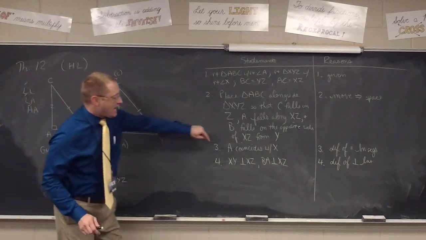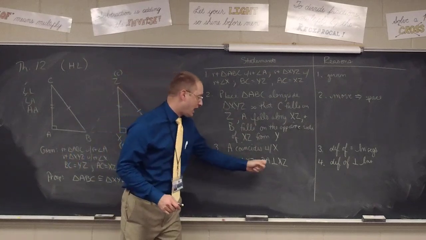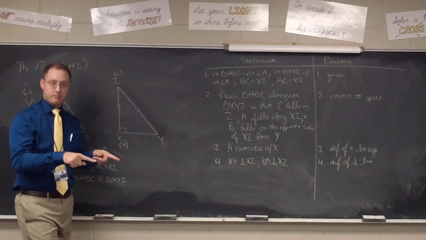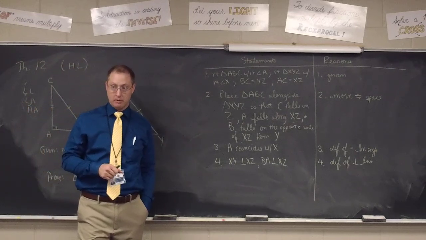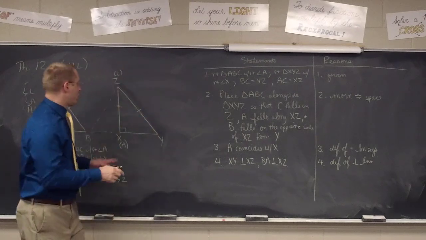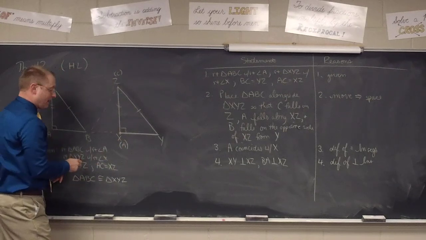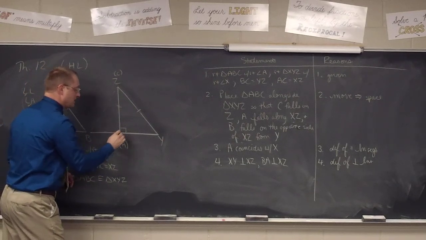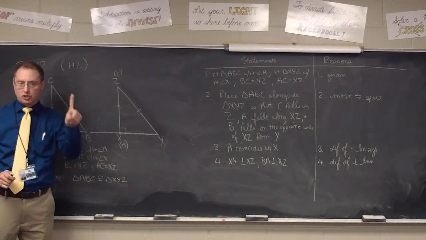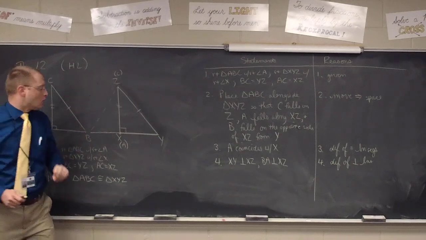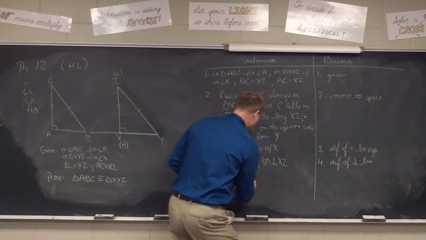But since A coincides with X, it looks like, class, two lines are perpendicular to the same line. But how many perpendiculars can you have to a line at a point? 1. So if XY is perpendicular at this point, and if BA is perpendicular at that point, then this must be one straight line, correct? So therefore, BAY is a straight line.